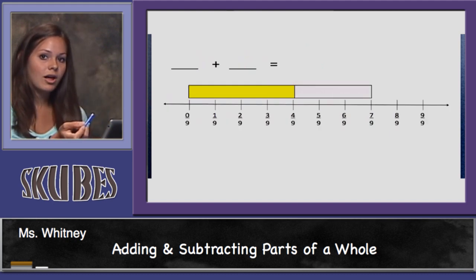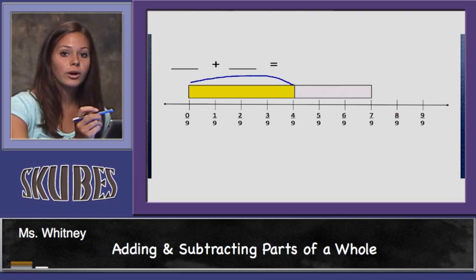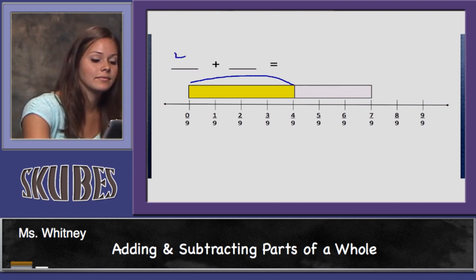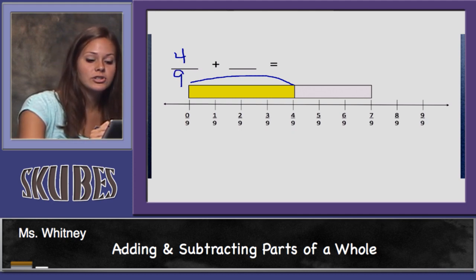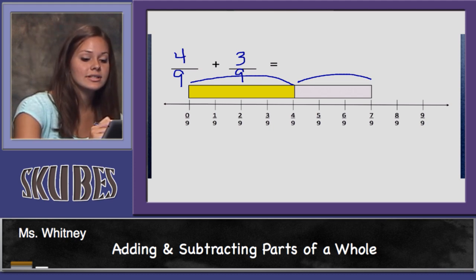Here's another example on the number line. This shows me 4/9. And this part shows me 3/9. 4/9 plus 3/9 equals 7/9.